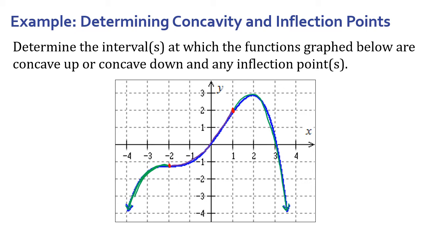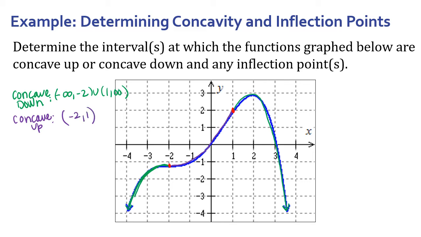So I would say that this is concave down on the intervals from negative infinity to negative 2 and from 1 to infinity. I'd say it's concave up from negative 2 to 1. And then our inflection points occur at x equals negative 2 and at x equals 1.